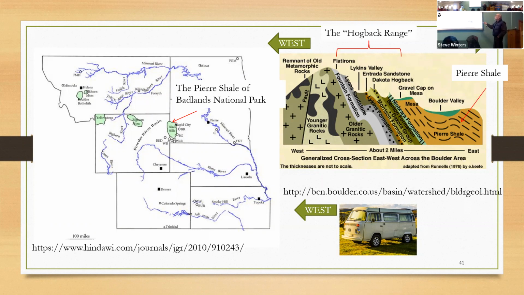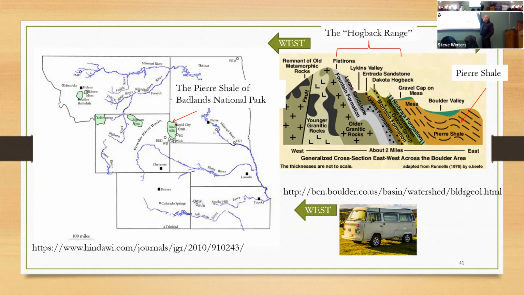Then you have all these other formations. The Morrison is right here. That's the dinosaur formation. These are the formations of the hogbacks. This is the remnant of the ancestral Rocky Mountains. Pike Peak is in this block of metamorphic granitic rock.